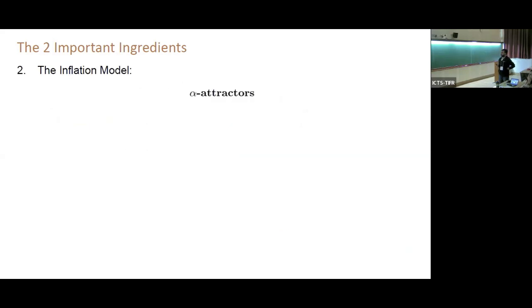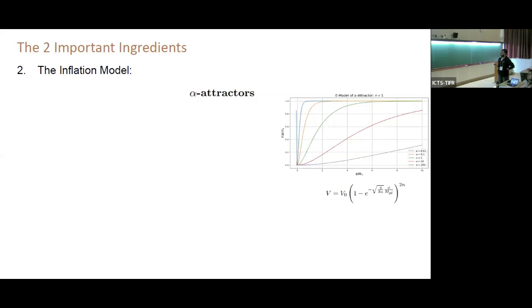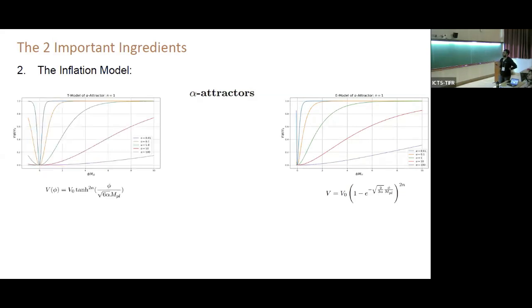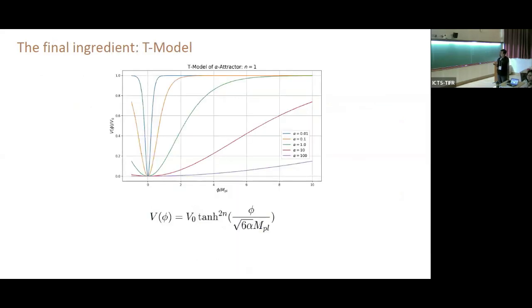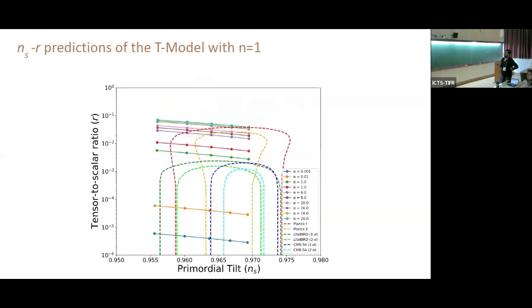The next important ingredient is our inflation model, and we stick to alpha attractors. The most important models are the E model, the T model, and the polynomial attractor. For now, let's stick to the T model of inflation, of alpha attractors. And these are the n_s-r predictions for the T model with n equals 1. These are constant alpha contours.